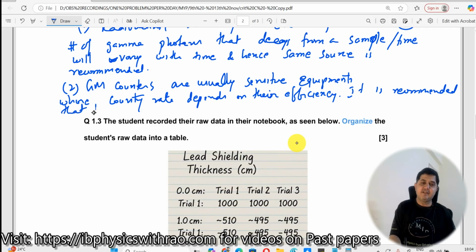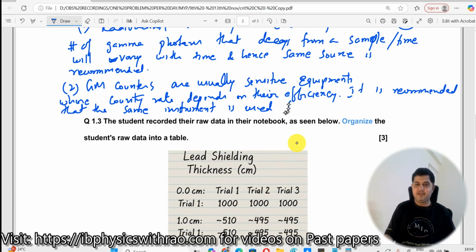that the same instrument is used forever. It should not change, because the moment you change, the sensitivity will also change, and as a result of it, different instruments can record different values.